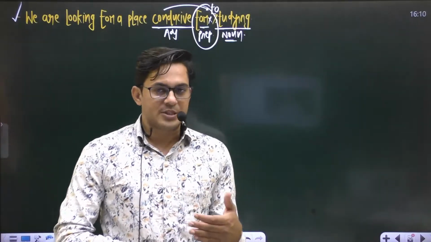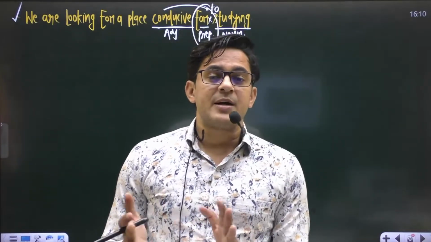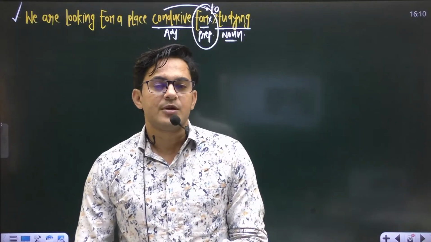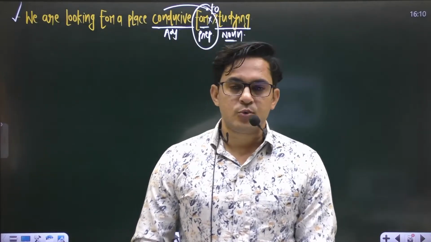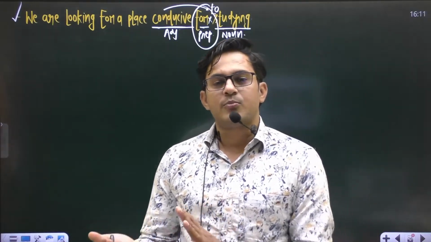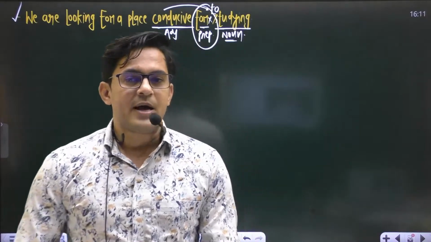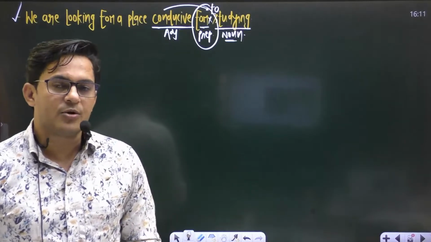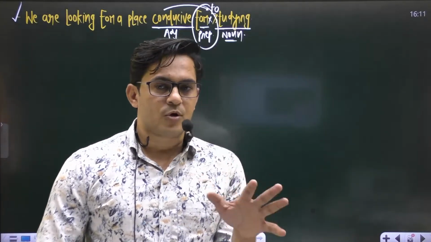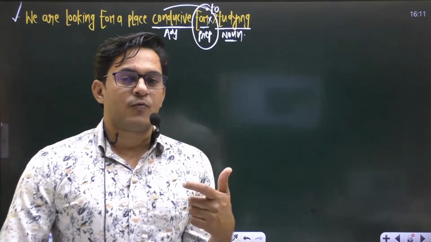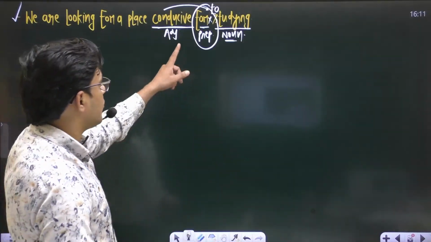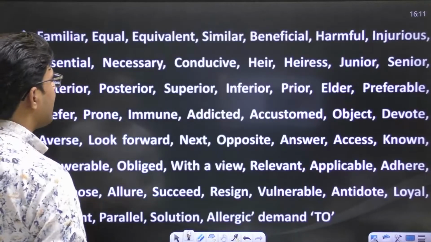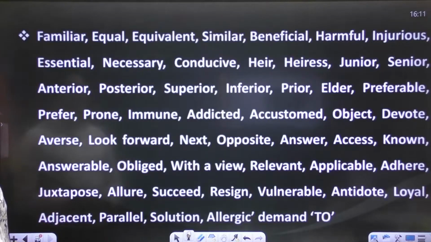I just want to inform you that some of the words in English demand a preposition to. We will learn some such words in today's class, which demand the preposition to, and with which errors are often created by giving some other preposition. For example, in this sentence, the word conducive demands a preposition to, not for. So replace for with to, and the sentence will be fine. So let us move to the entire list of words which demand a preposition to.